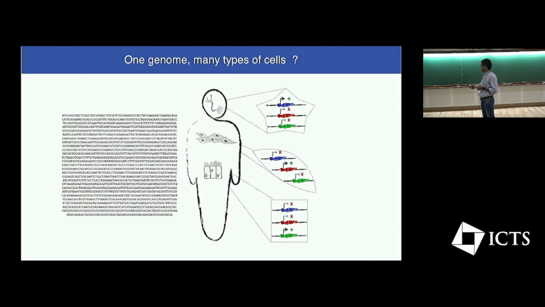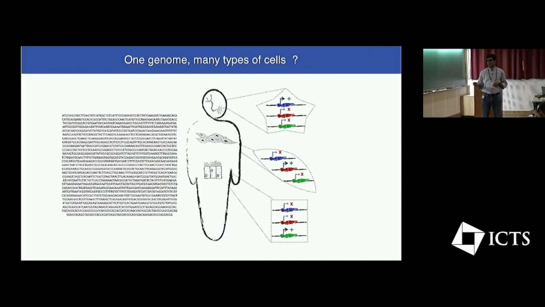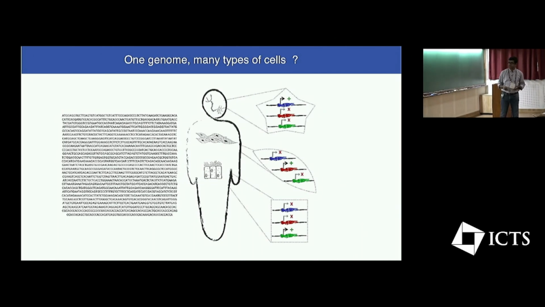So how is this possible? This is mainly achieved by differential gene expression. For example, if we take the neuronal cells, only neuronal specific genes are activated, and similarly, the non-neuronal genes are inhibited by transcription factors, also by epigenetic mechanisms.